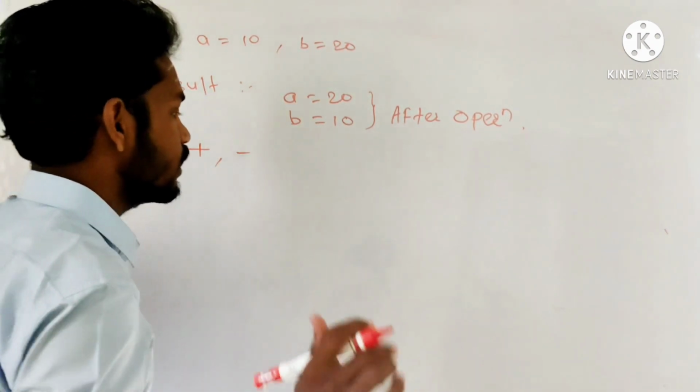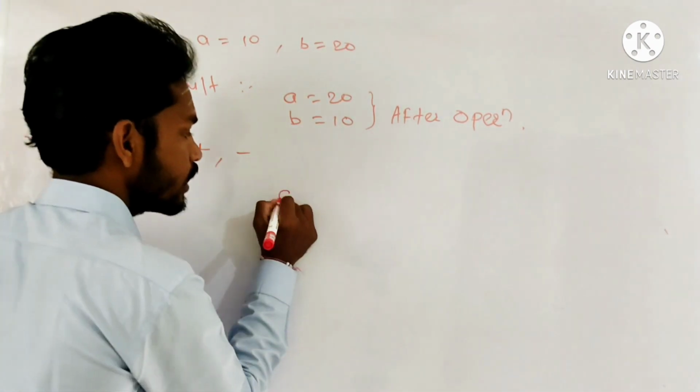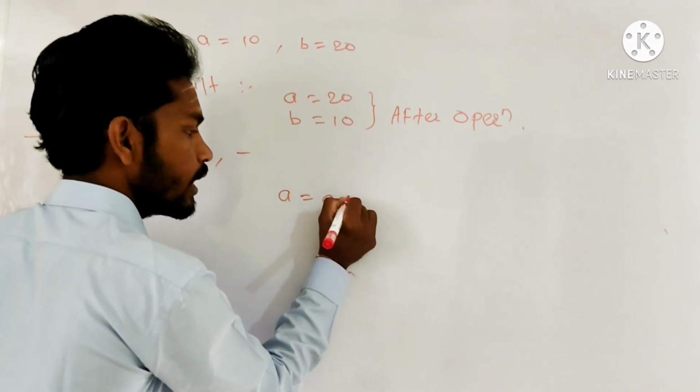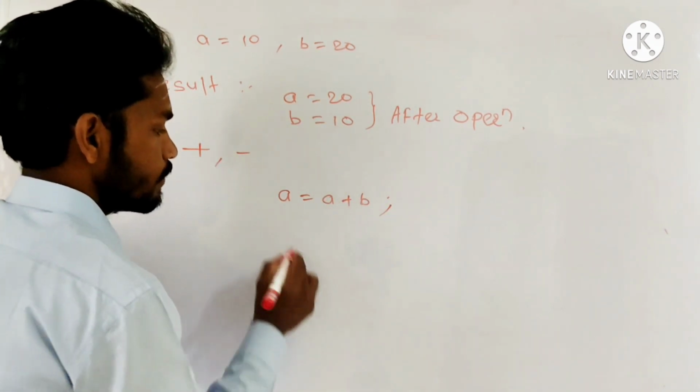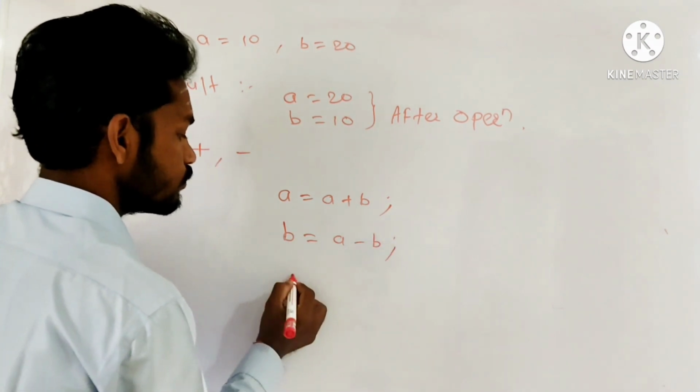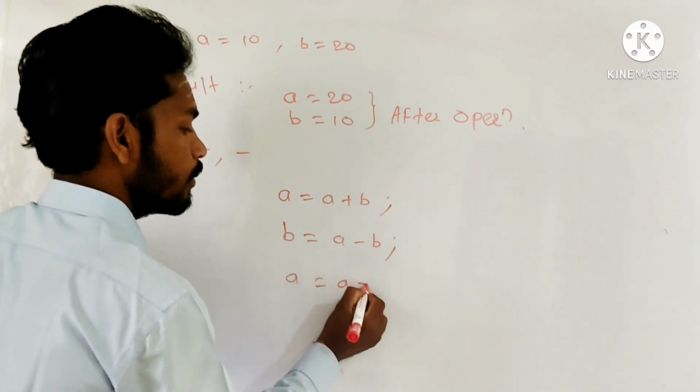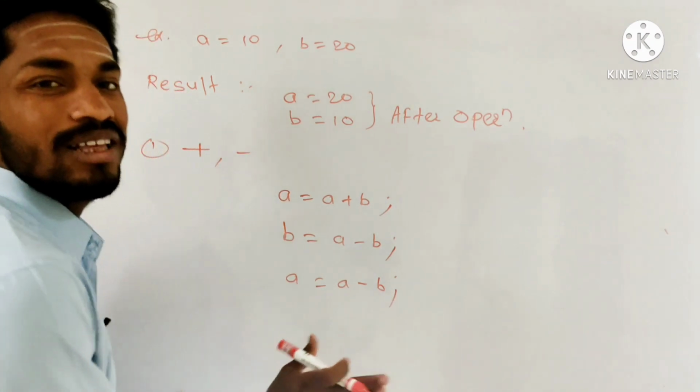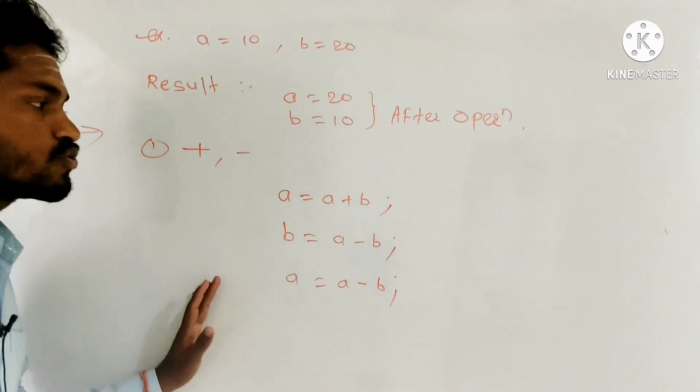Okay, first we will try to solve using the arithmetical operations, that is plus and minus. Simply you have to write a equal to a plus b, b equal to a minus b, a equal to a minus b. This will give you the result.